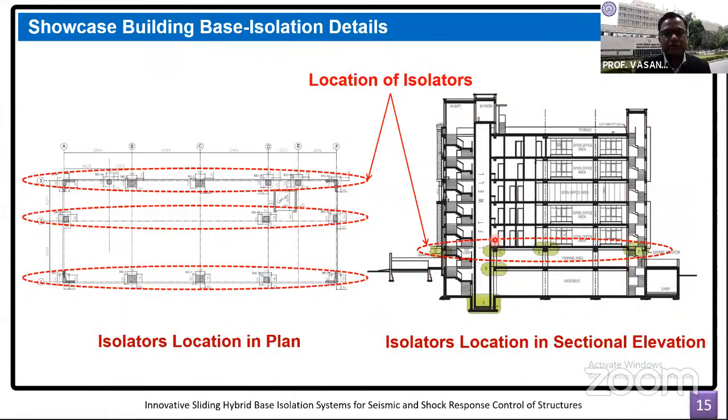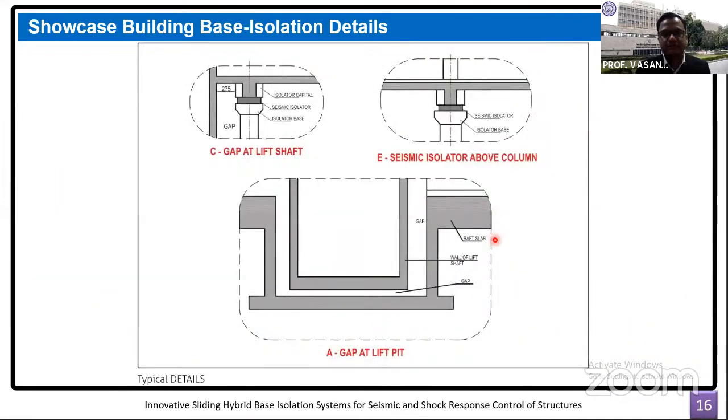These are the locations of the isolator. As I have said, under every column we have provided the isolator, and the two diagonal isolators were of a different kind and the rest of them were of similar nature.